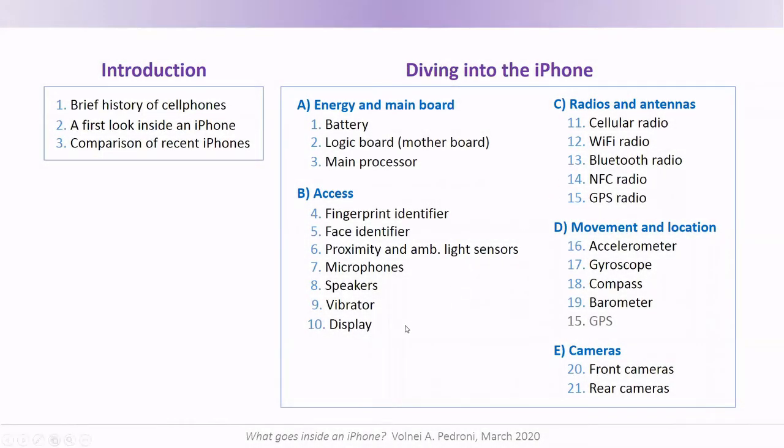Welcome to the fourth video of this presentation called What Goes Inside an iPhone. The study of the iPhone was divided into 5 blocks called Energy and Mainboard, Access, Radios and Antennas, Movement and Location, and finally Cameras. But there is an important introduction which establishes a common ground.